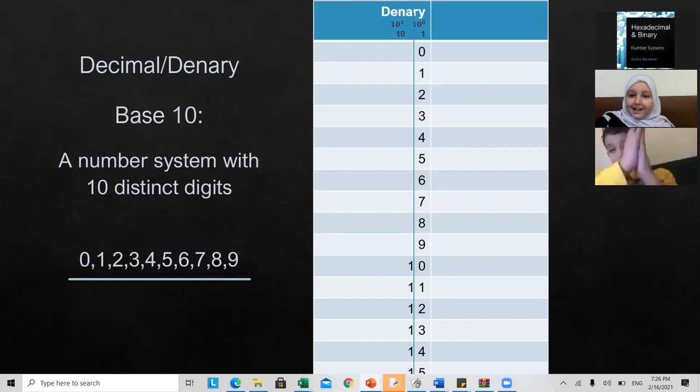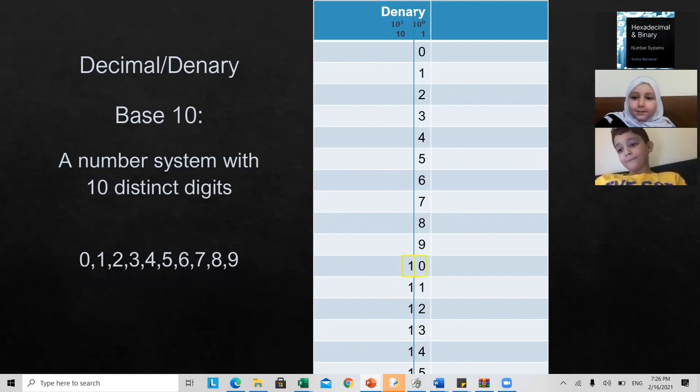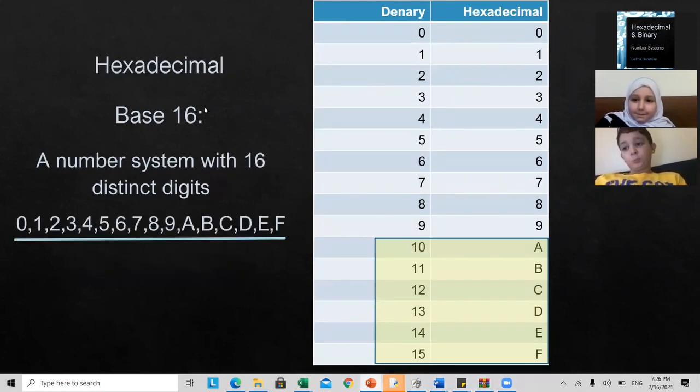So this is the normal number system. It's called the denary number system, and it's base 10. Base 10 means it has 10 distinct digits. Tell me those digits together. 0, 1, 2, 3, 4, 5, 6, 7, 8, 9. Fantastic. What happens after we finish single digits? We go into double digits, and this is the ones and this is the tens. We know that number type. These are base 10. Today, we're going to look at something else called hexadecimal.